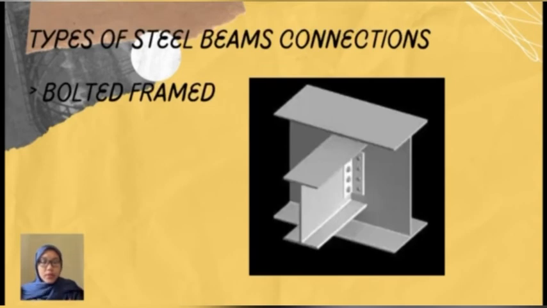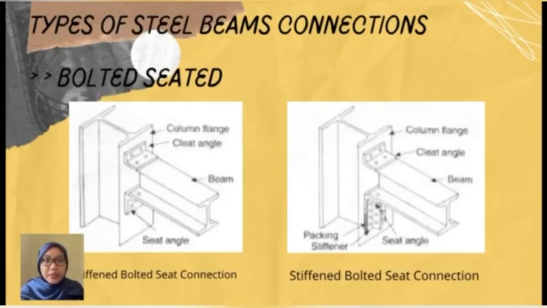Next, moving on to types of steel beam connection. The first one is bolted frame. In this type of connection, steel beams are linked to supporting elements, whether it is steel girders or column, with web connection angle as seen in the figure. Next, moving on to bolted seated type. There are two major types of bolted seated connection, including unstiffened bolted seat connection and stiffened bolted seat connection, as illustrated in the figure.